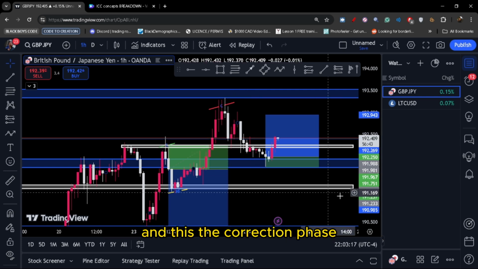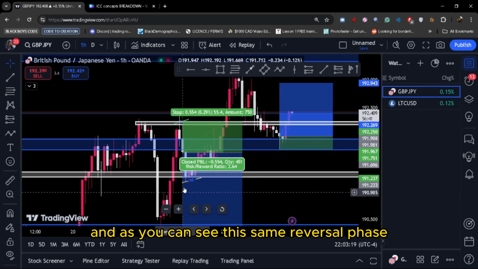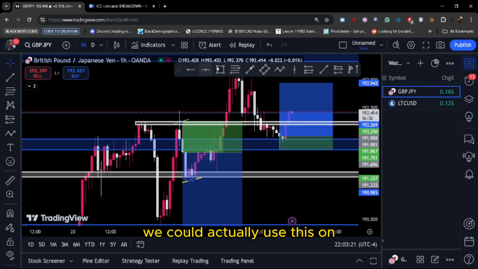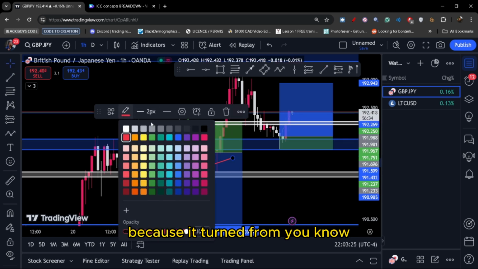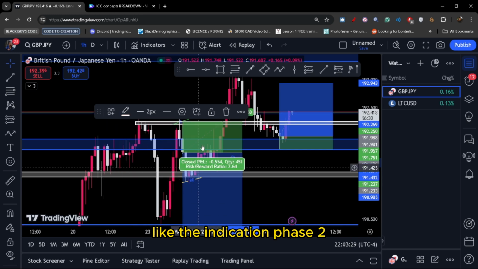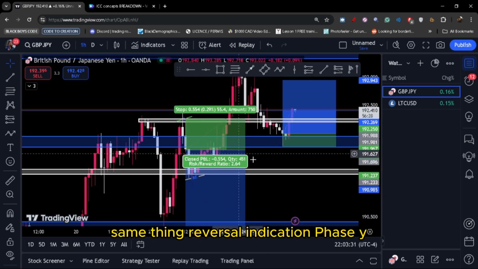And this is the correction phase. And as you can see, this same reversal phase, we could actually use this and still call this the indication phase, right? Because it turned from sells to buys, so we can actually still call this the indication phase too. Same thing, reversal indication phase.